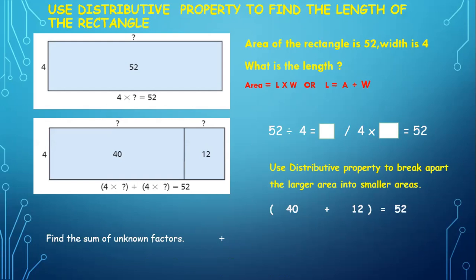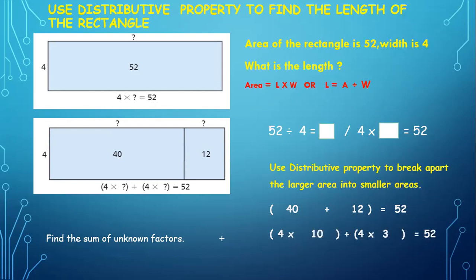Now here is when you will use the distributive property to break apart the large number, that is 52, into two smaller numbers which are divisible by 4. So the easiest way is to break apart 52 as 40 plus 12, because both 40 and 12 are divisible by the divisor, which is 4. So 4 times 10 is 40, and 4 times 3 is 12.